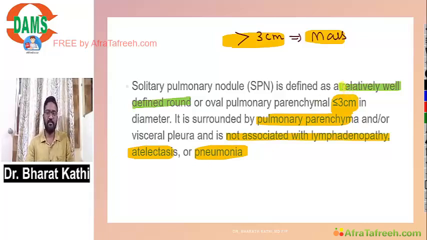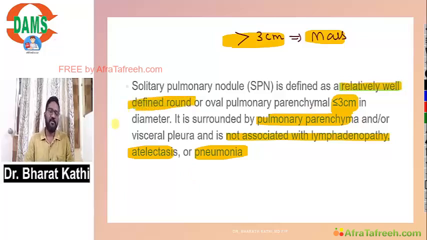It is a relatively well-defined round or oval parenchymal density less than 3 centimeter in diameter. It is surrounded by pulmonary parenchyma or visceral pleura and is not associated with any lymphadenopathy, atelectasis or pneumonia. So this is the classical definition of SPN.